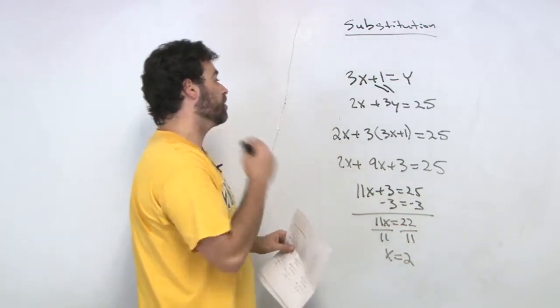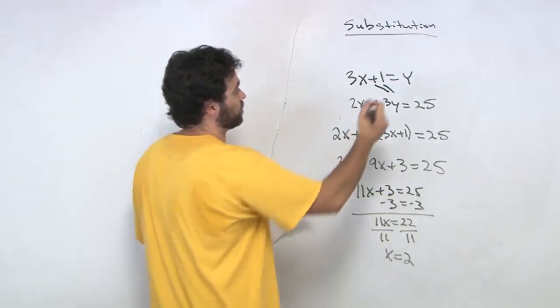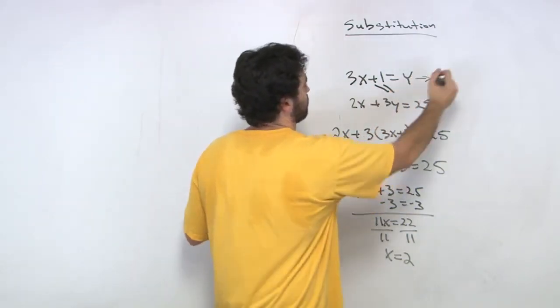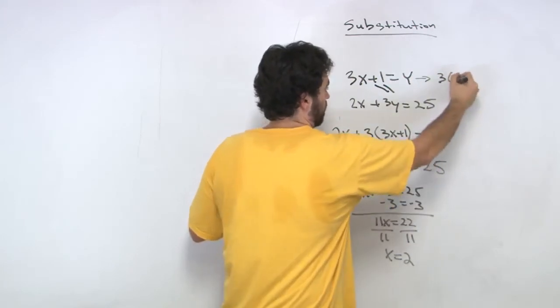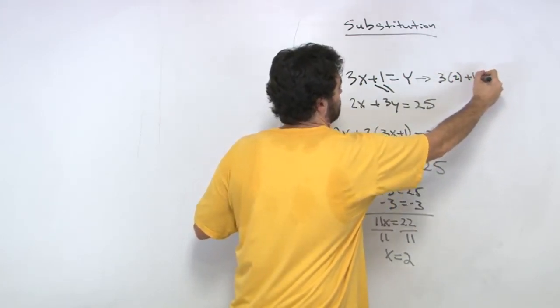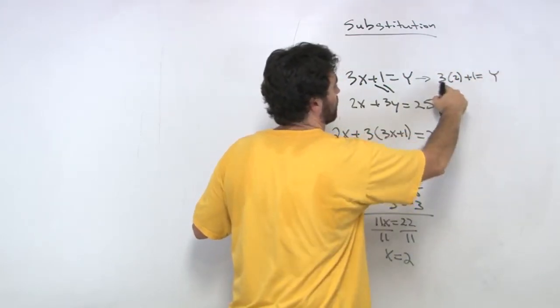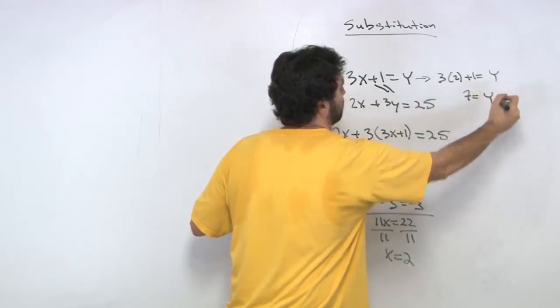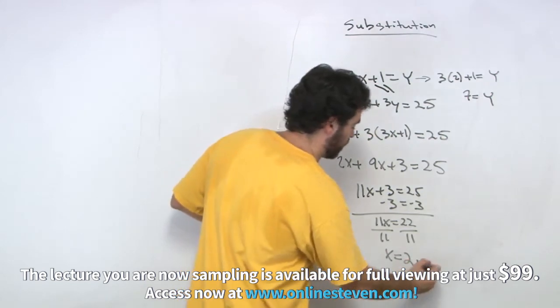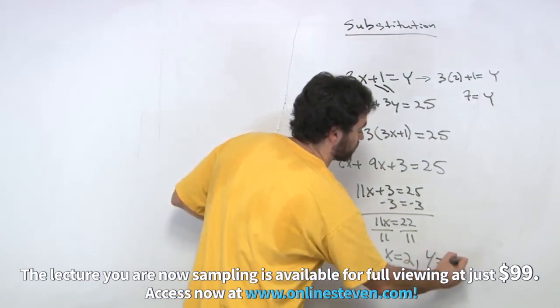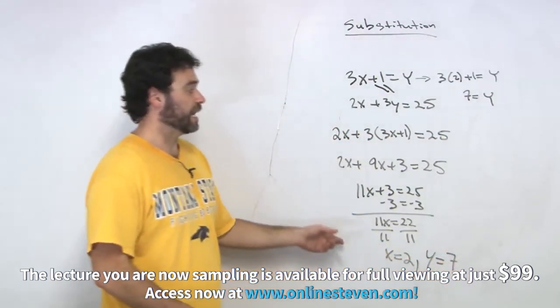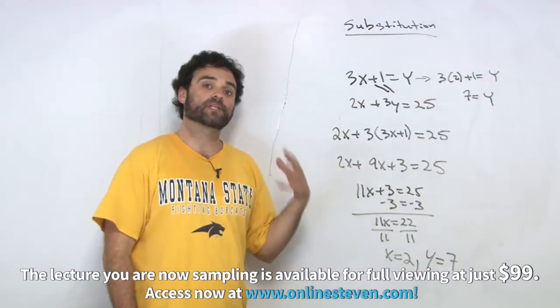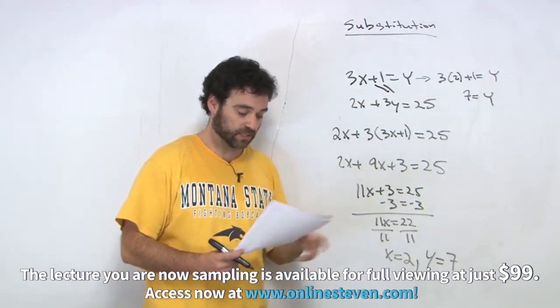Okay, now we want to find out what y equals. We'll plug it into this equation right here. We'll say that 3 times 2 plus 1 is equal to y, which is 6 plus 1, which is 7, and y equals 7. So here we have x equals 2 and y equals 7. And I leave it to you to go back and check to make sure that it is indeed your answer.